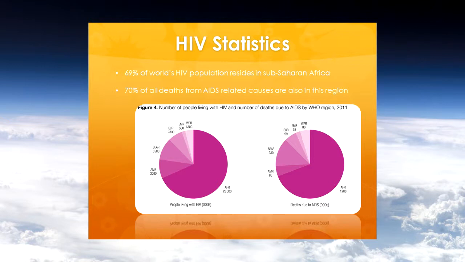So for background purposes, we all know healthcare is an important issue in an area such as sub-Saharan Africa, as many of these places suffer from lack of access to healthcare facilities. Just to show some statistics, the World Health Organization estimates that 69% of the world's HIV population resides in sub-Saharan Africa, and this region also accounts for 70% of all deaths from AIDS-related causes. I decided to look at HIV because, generally speaking, lack of healthcare and high rates of HIV, for the most part, are positively correlated.